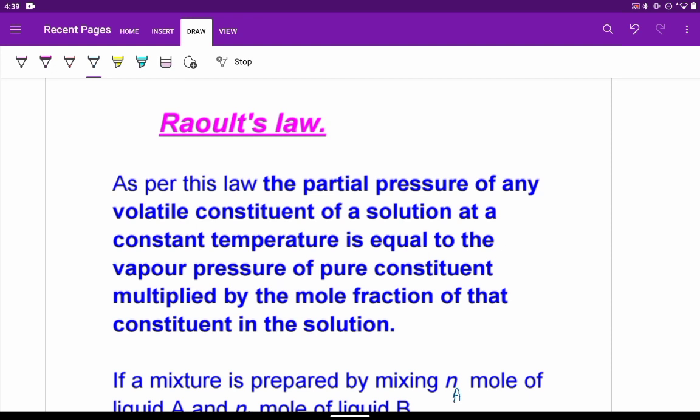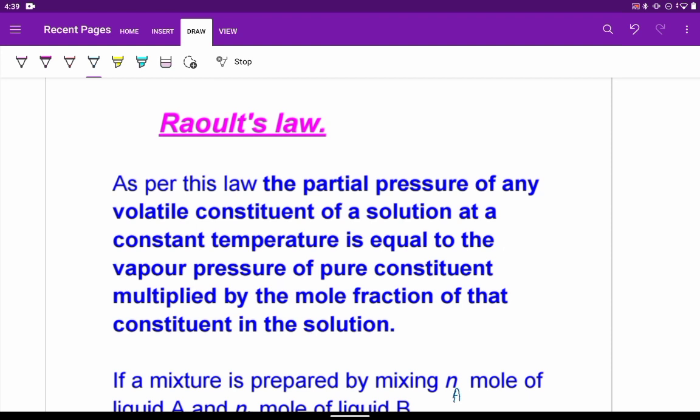And we will see that as a result of this, the relative lowering of vapor pressure of a dilute solution of non-volatile solute will be equal to the mole fraction of the solute in the solution. That is, we are considering a dilute solution in which the solute is non-volatile. Because of that, there will be a relative lowering of vapor pressure and that will be equal to the mole fraction of the solute in the solution.